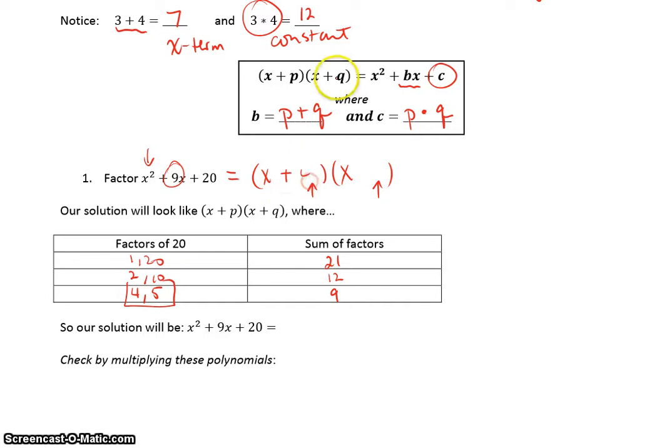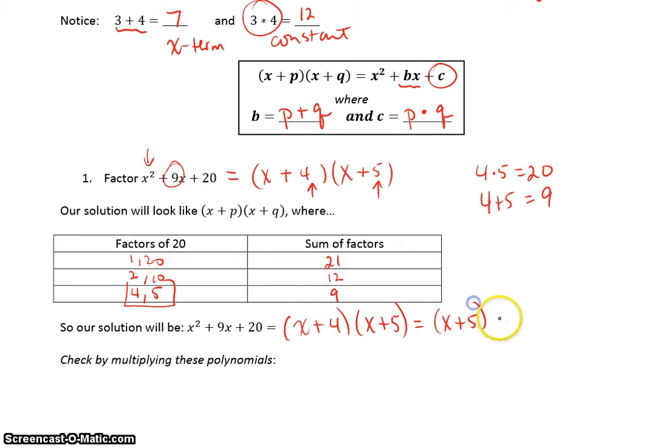So x plus 4 and x plus 5. Again, how we found those, 4 times 5 gives us the constant term 20. 4 plus 5 gives us the middle term 9. So our solution, or our factorization, is parentheses x plus 4, x plus 5. Now, we could write these backwards. Because of the commutative property, we can multiply backwards. And so that would be okay as well.